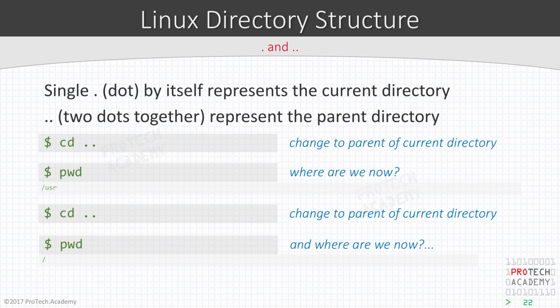We discussed dot and double dot, but here are a couple of examples. From the last slide we were in /usr/local, and now we cd space .. return. This takes us up to the parent directory, which is /usr. pwd confirms this. If we cd .. again, we see that that takes us up to the parent of /usr, which of course is / or root.